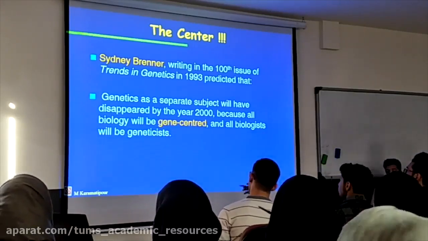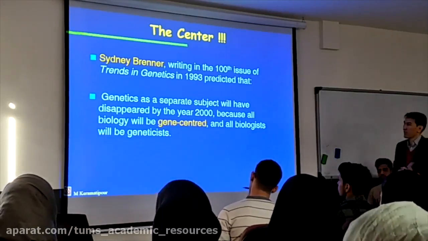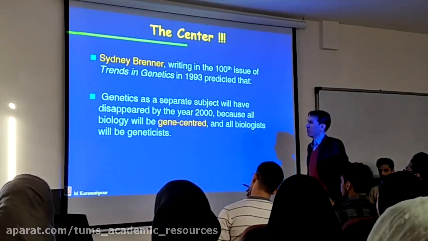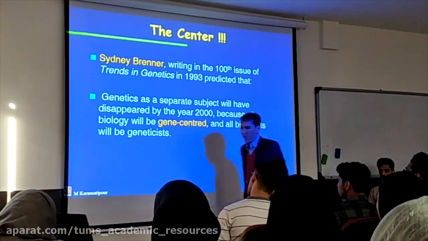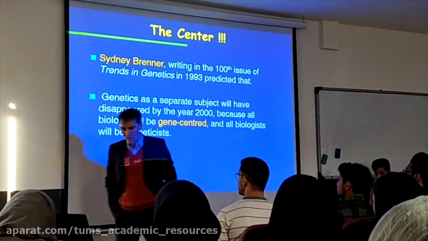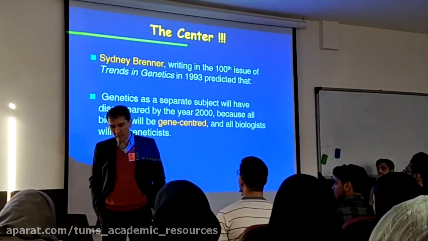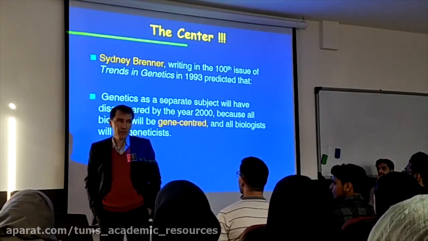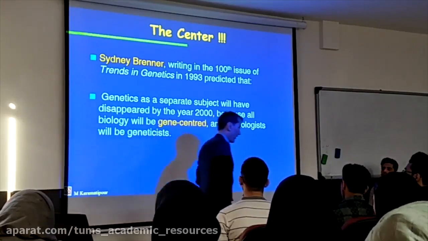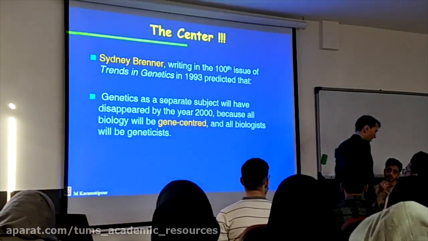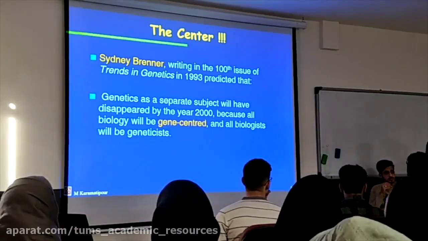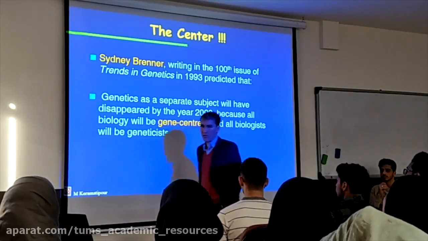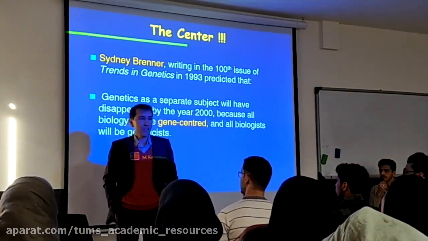As you can see, he predicted that by the year 2000, genetics as a separate subject will have disappeared, because he believed that by the year 2000, all the biology will be gene-centered and all biologists will be geneticists. So, okay, so this happened, but the reason that I put here is that the same thing, or nearly the same thing, is happening for medicine. I mean, the role of genetics in medicine is increasing.